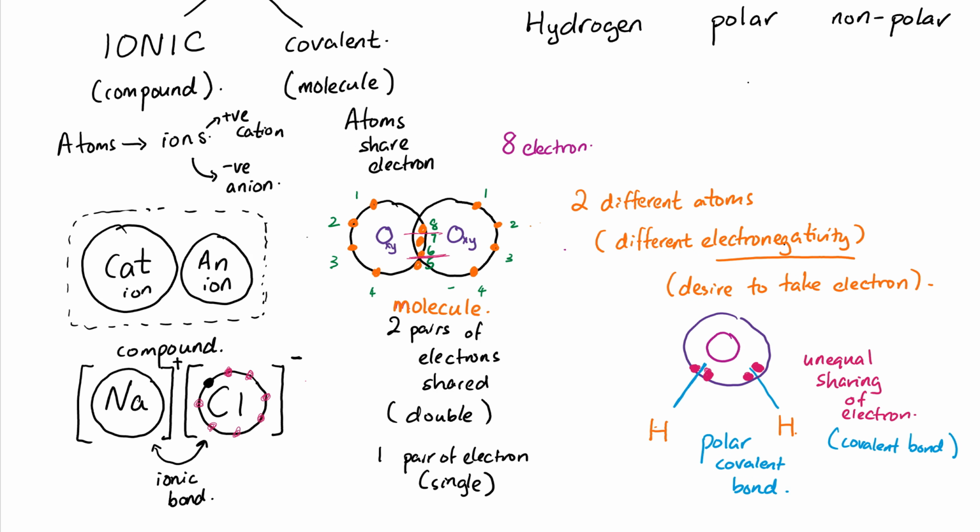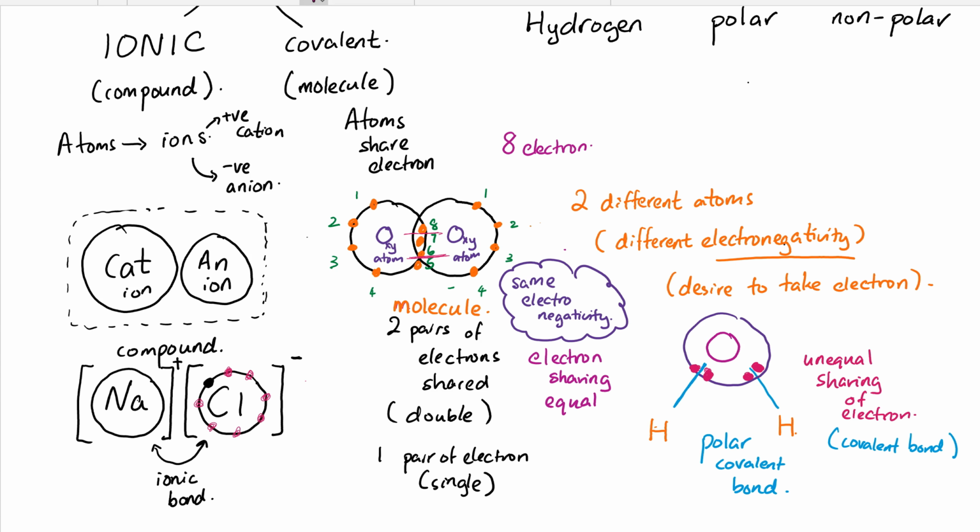While in the previous example between 2 oxygen atoms, they are both oxygen, so they have the same electronegativity. Because they have the same electronegativity, their electrons will be right in the middle. There is an equal sharing of electrons, right in the middle. In this situation, we're going to call this a non-polar covalent bond. Okay, so now you get the sense between polar covalent bond and non-polar covalent bond.